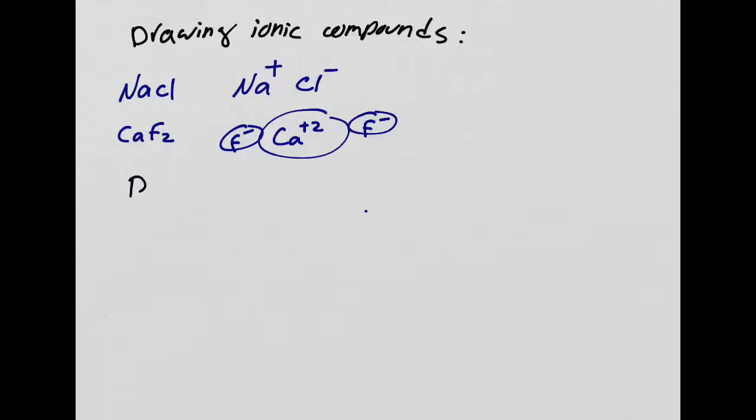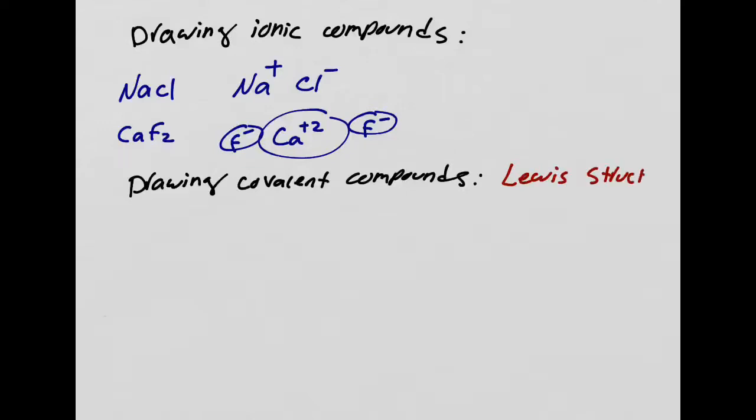Now, have you ever thought about how you would draw covalent compounds? They're sharing electrons, sometimes equally, sometimes not equally, but they're sharing electrons. There are no charges going on. Drawing covalent compounds is a lot harder because they're sharing electrons. What we do is there's a system called Lewis structures. Lewis structures is for drawing covalent compounds.